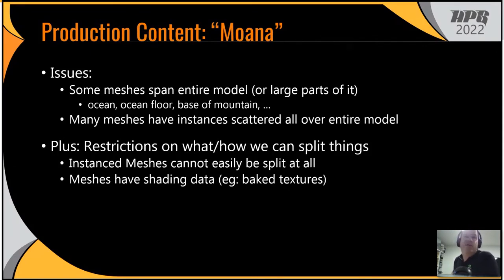And then in addition, in a rendering context, you typically do not want to split certain things, or it's not easy to do that. If you have an instance of something, you can't easily split it, because all the other instances share the thing that is being shown. And also, meshes, even if they don't have instances, might have additional shading data like baked textures in this example, which makes it hard to split those things.